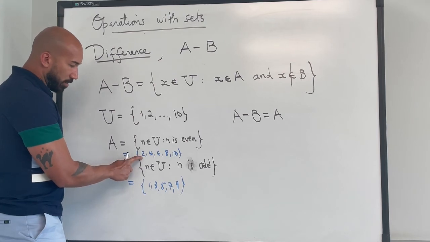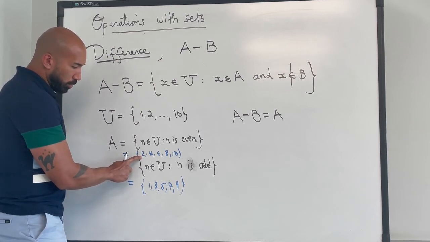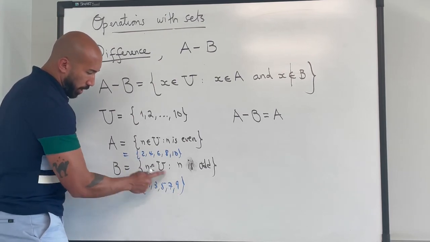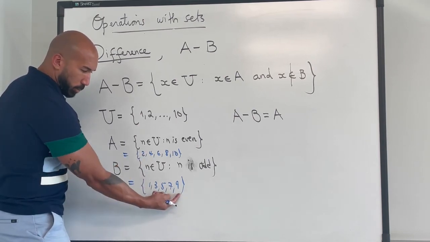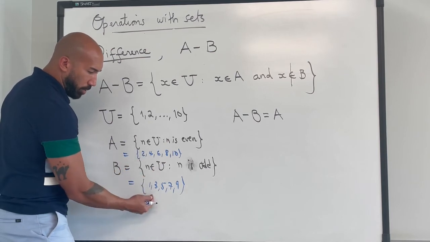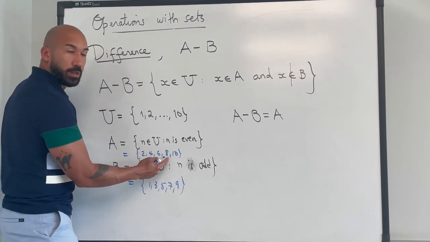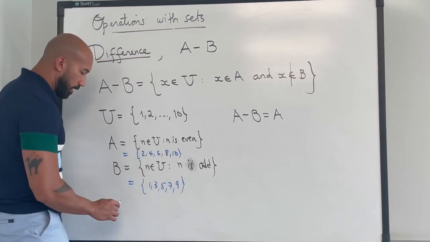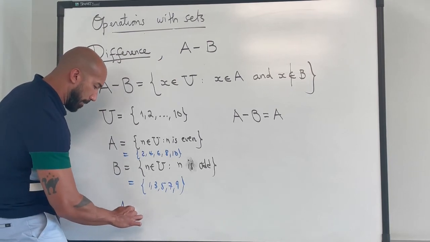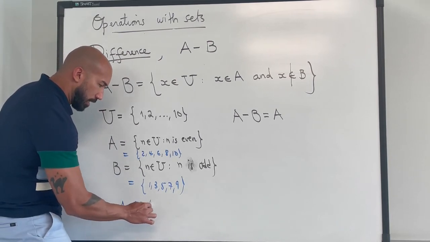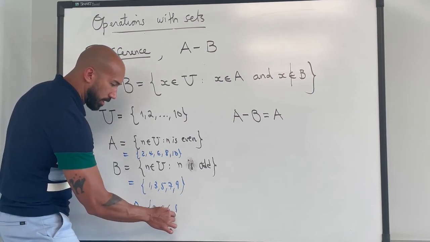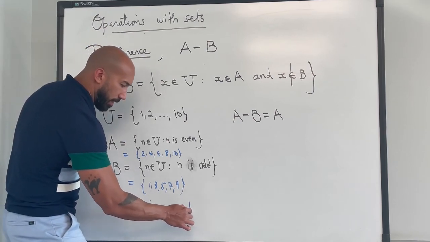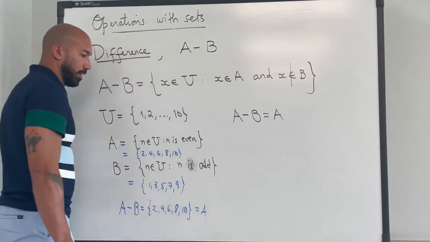So, if we ask 2, are you in B? The answer is going to be no, so we are going to keep it. 4, are you in B? The answer is no, so we keep it. 6, are you in B? The answer is no, so we keep it. The same for 8 and the same for 10. So we are keeping all of them. A minus B in this case is going to be 2, 4, 6, 8, 10. Okay?